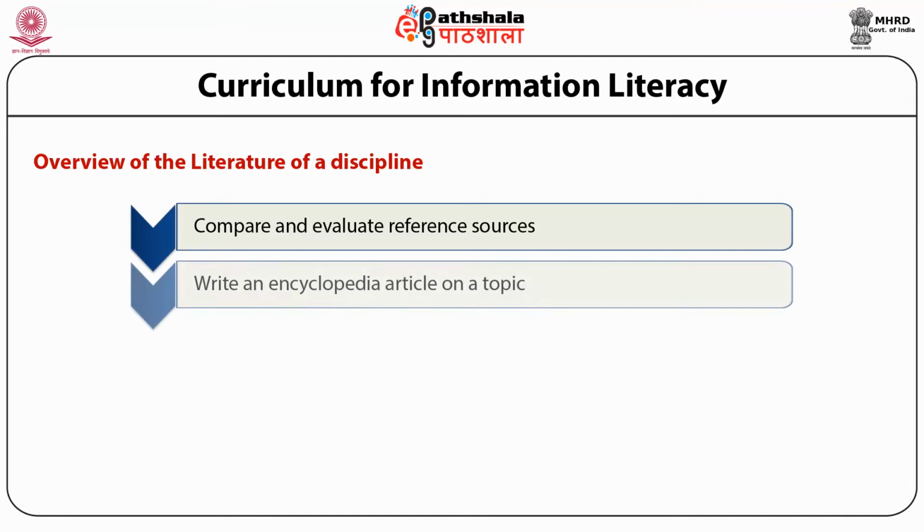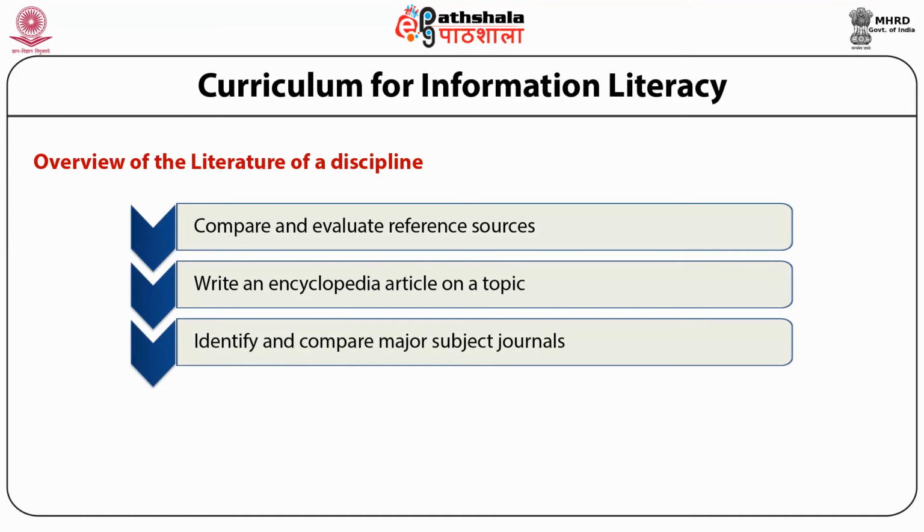Second, write an encyclopedia article on a topic. Define the topic and its scope. What are current issues and questions? Who are current prominent scholars or researchers? How is work disseminated and accessed? And a brief bibliography of important recent literature.